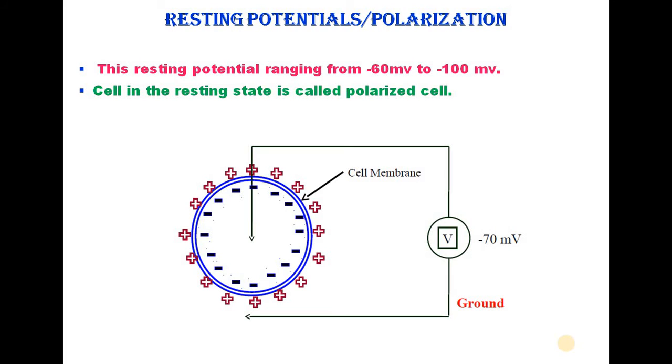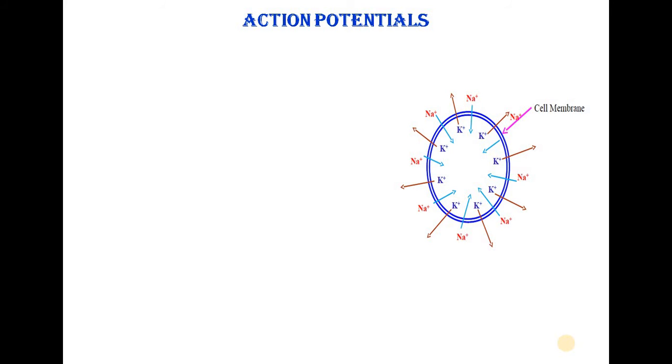This diagram shows the resting potential. Here, the inside of the cell is negative and the outside of the cell is positive. The electric potential is measured. It is on an average minus 70 millivolt.